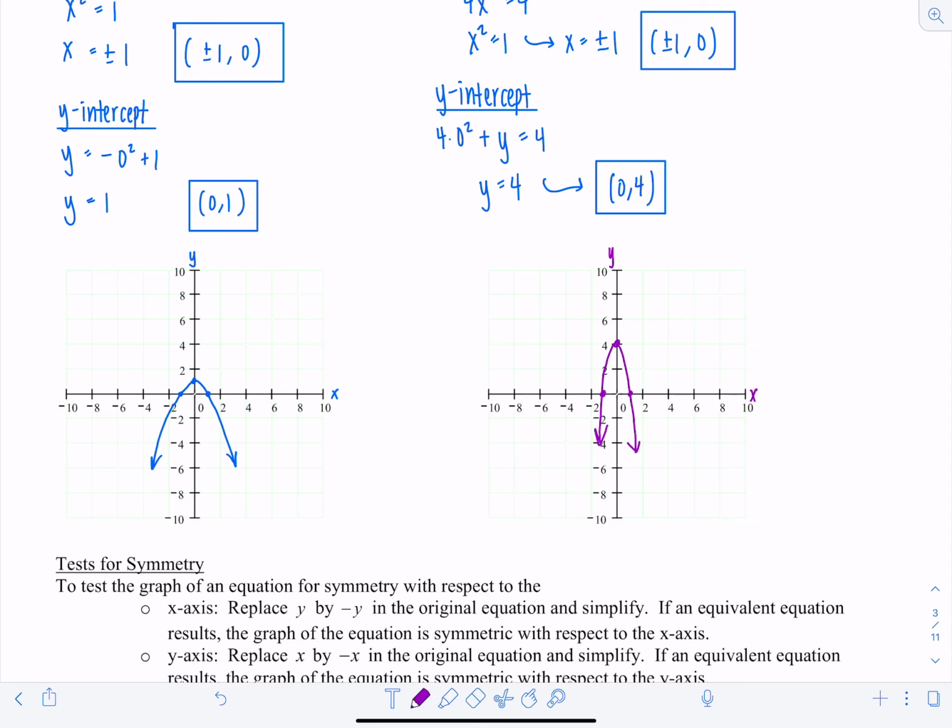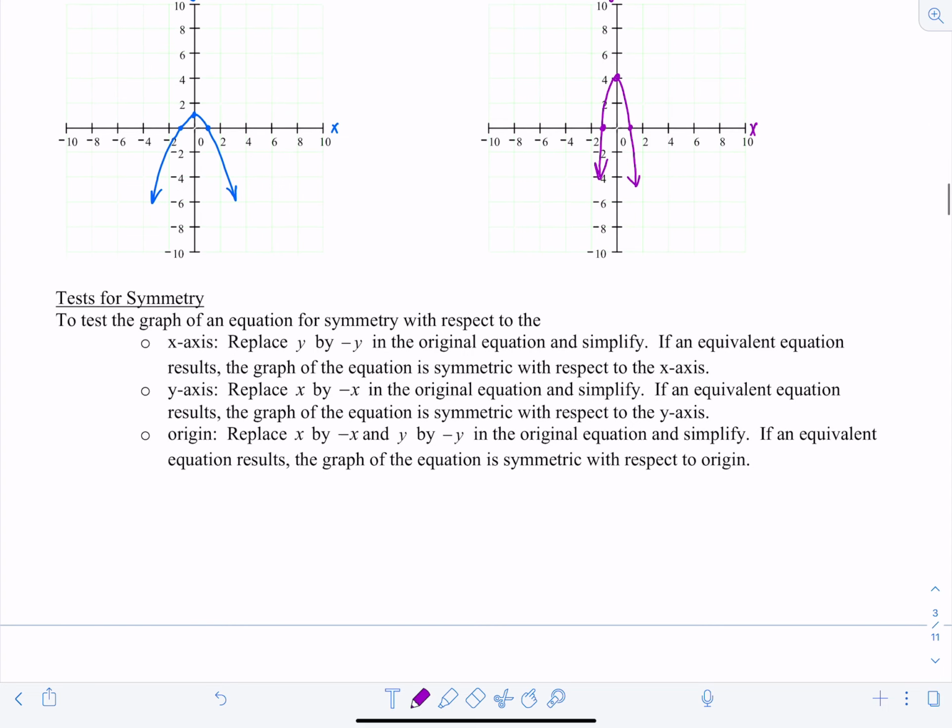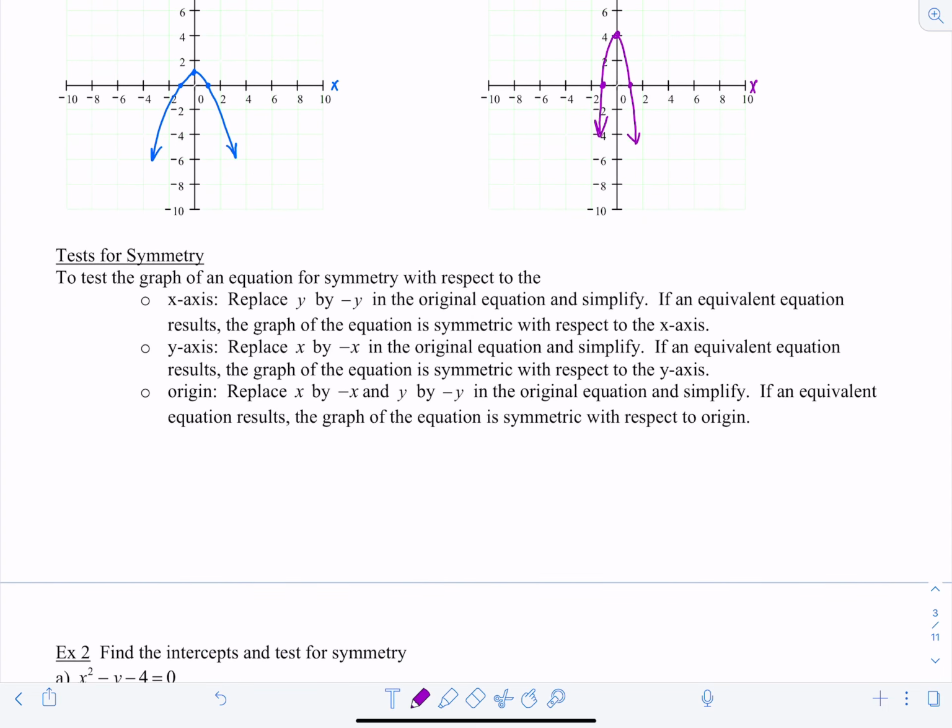Good. Now let's move on to testing for symmetry. To test the graph of an equation for symmetry with respect to the x-axis, you replace y with negative y in the original equation and simplify. And if the result ends up being an equivalent equation, so you get back the same equation that you started with, then the graph of the equation is symmetric with respect to the x-axis.